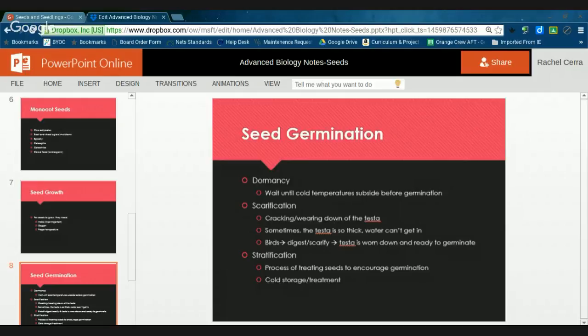Okay. Stratification. This is the process of treating your seeds to encourage germination. This is the one that I was talking about earlier that I mixed up. Sometimes you can do something physically to the seed. Sometimes you have to expose it to a chemical. Factors to encourage it to germinate. Generally, this one kind of helps wake the seeds up out of dormancy.